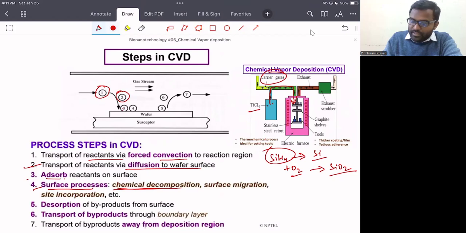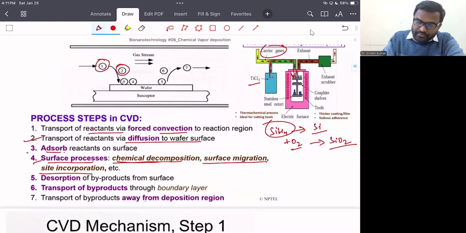There are other kinds of reactions that happen, such as surface migration, site incorporation, and other kinds of reactions. And here is the fifth step. Once the absorption and such surface reactions happen, after that you have desorption.